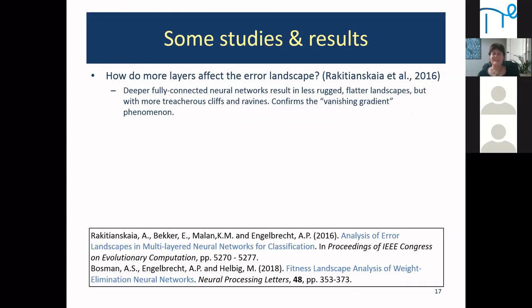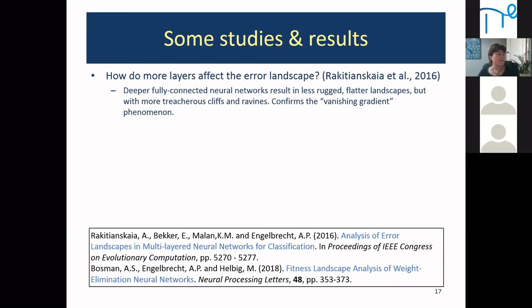Right, so some of the studies that have been done. One of the studies that we did in 2016 is we looked at how more layers affect the error landscape. In other words, if we're making the neural network deeper, not just one layer, maybe two, three, or four layers, how does that affect the landscape? And what we found is that deeper, fully connected neural networks result in less rugged, flatter landscapes, but with more treacherous cliffs and ravines.